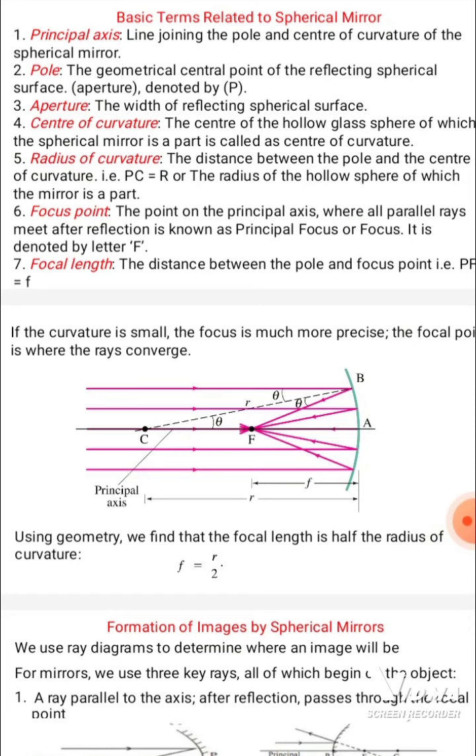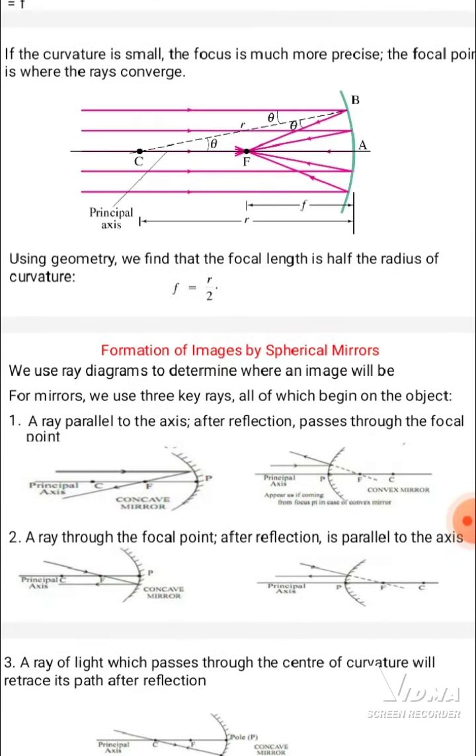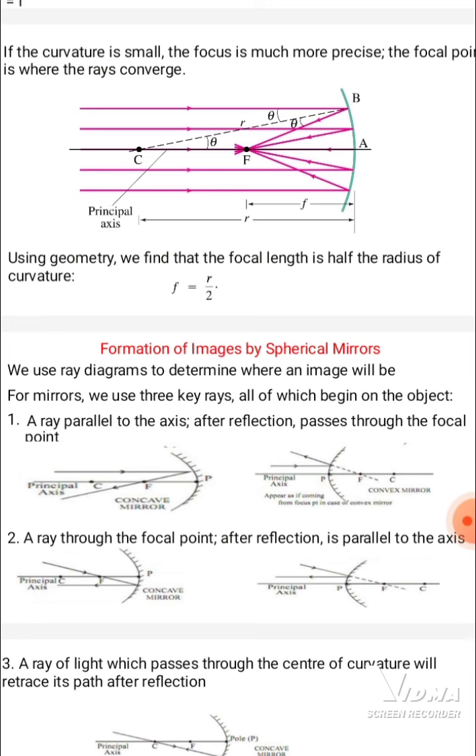There are rules here. There are 3 key rules that we need to follow. The first one, when a ray parallel to the principal axis, what happens after reflection? Then the other one, when the ray through the focal point after reflection, what happens? And of course the third one, when the ray through the center of curvature passes, hitting the surface of the mirror, what happens? In the first case now, a ray parallel to the axis after reflection passes through the focal points or through the principal focus.